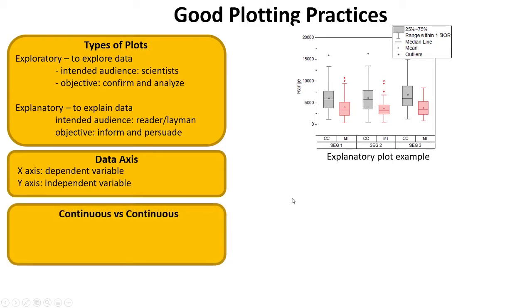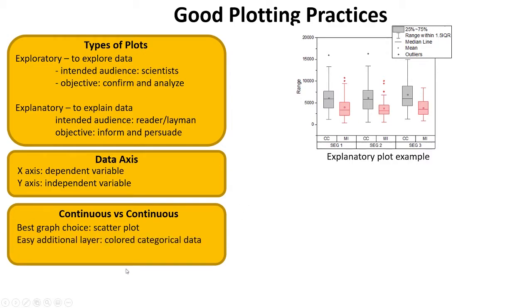There's two comparisons you're usually going to be making. One is continuous versus continuous, and the other one is continuous versus categorical. So for continuous versus continuous, we've already seen these before. You're going to end up using a scatter plot. This has one continuous set on the x-axis and then one continuous set on the y-axis.